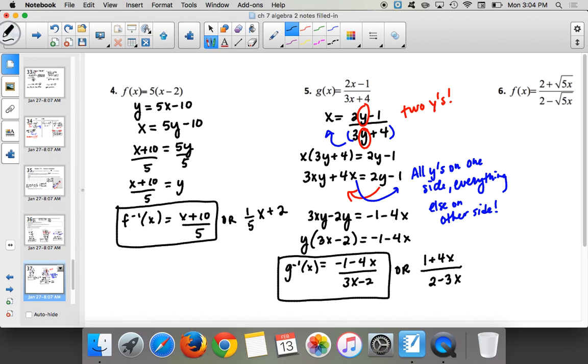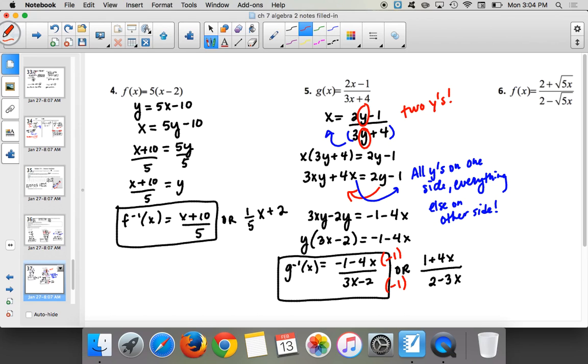Exactly. So if you're checking your homework with a friend and you're like, oh crap, we didn't get the same thing, see if you can multiply by negative 1 on the top and bottom, like Matt's saying, and see if you get the same thing. Does that make sense? Those are exactly the same. So it just depended on which side you got your y's on which answer you have.